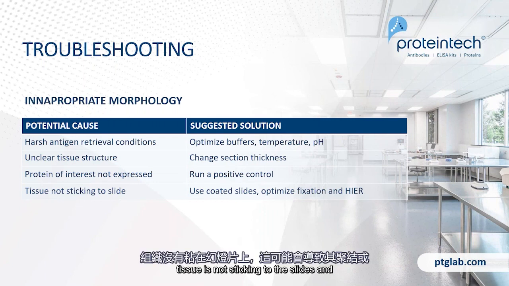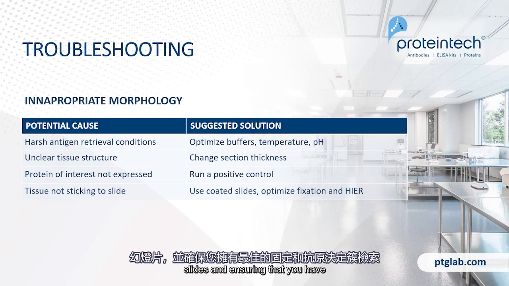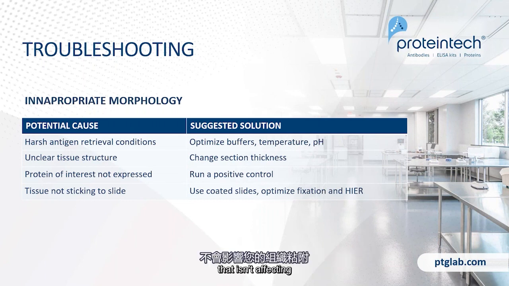And if your tissue is not sticking to the slides, then this could be causing it to bunch up or fold over, which again would quite obviously cause inappropriate morphology. So for this, we recommend using coated slides and ensuring that you have optimal fixation and epitope retrieval that isn't affecting your tissue adherence.